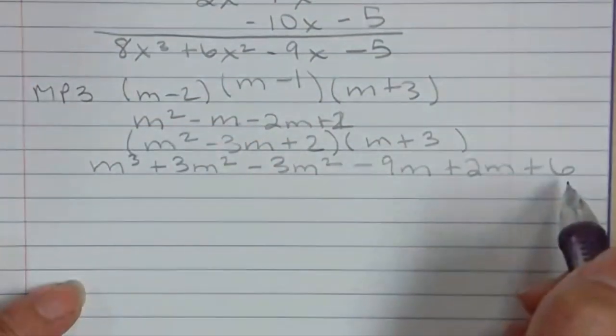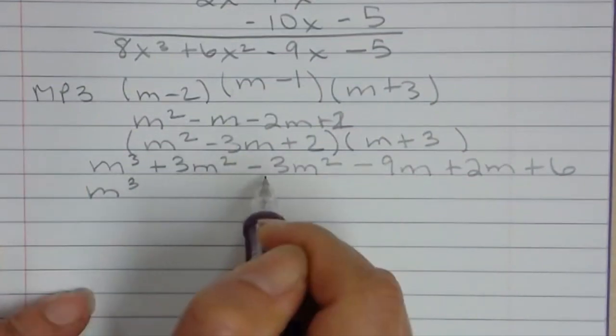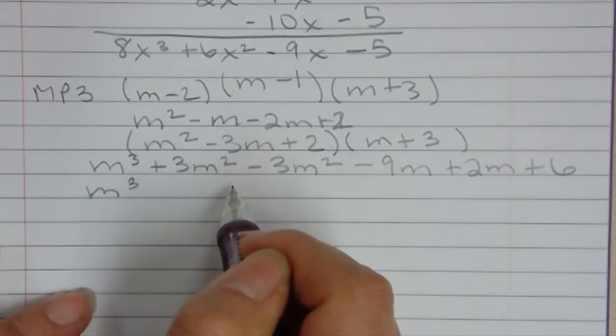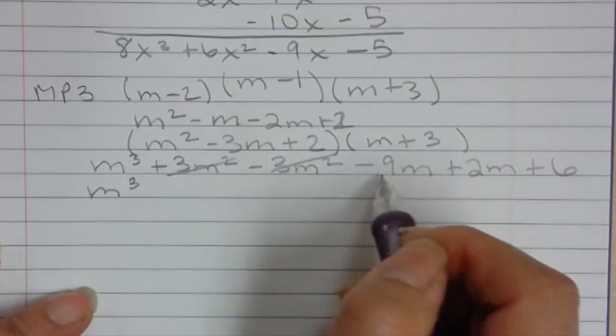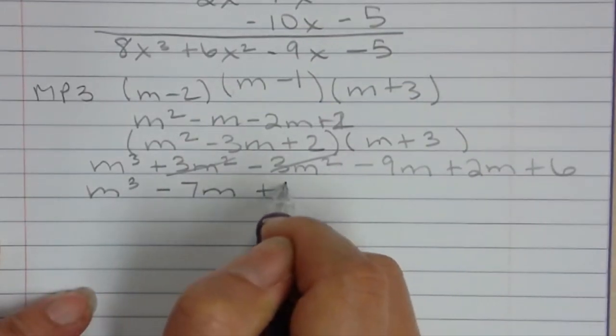Notice I did this one horizontally. Collect like terms. M cubed. These two are going to cancel out. These two make negative 7m plus 6.